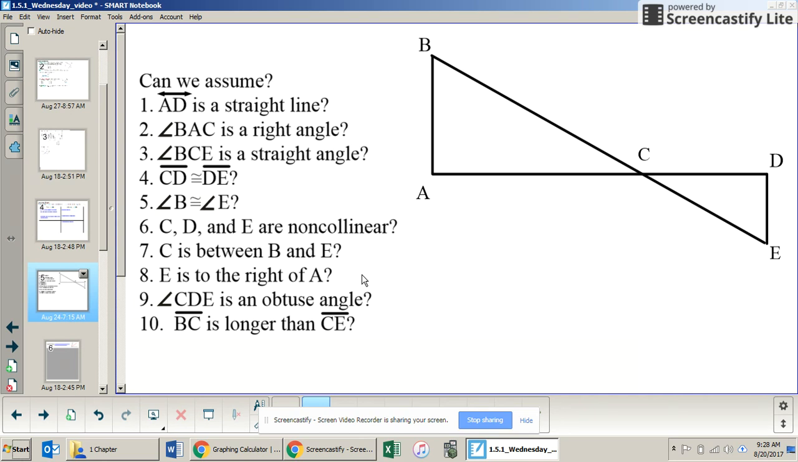E is to the right of A. Yes, we can assume that. But we cannot assume that CDE is an obtuse angle, and we cannot assume that BC is longer than CE.